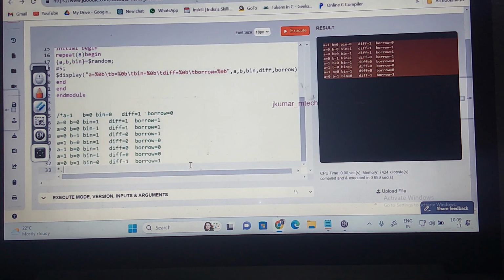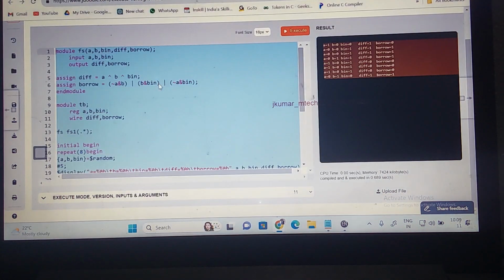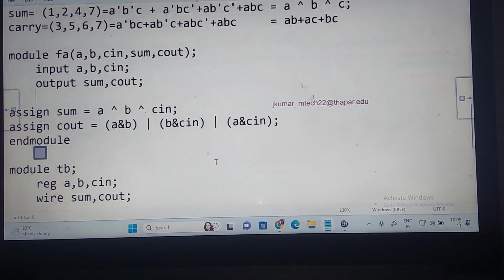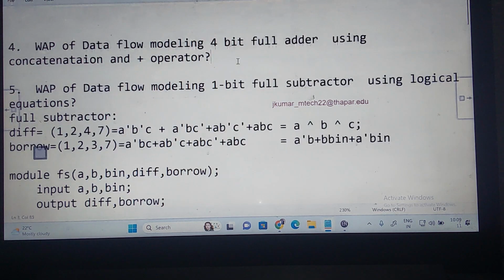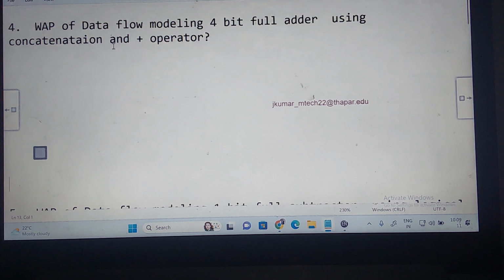So this is our 1 bit full subtractor. Now let us go with what the other question is. Yeah, this one. Write a program of data flow modeling of 4-bit full adder using concatenation plus operator.